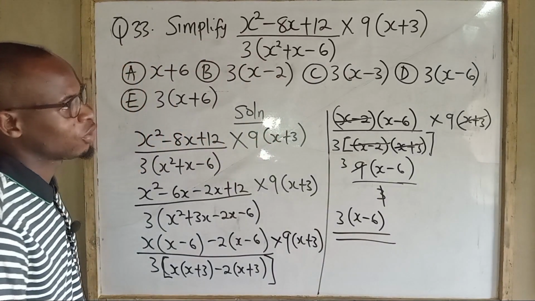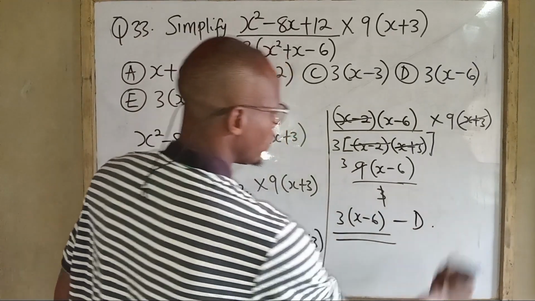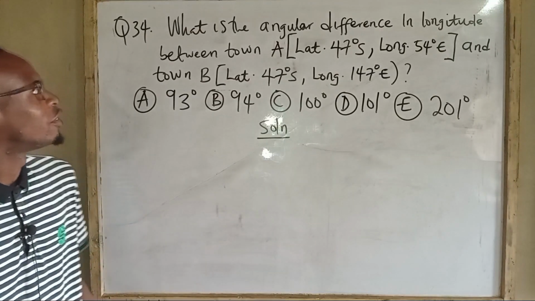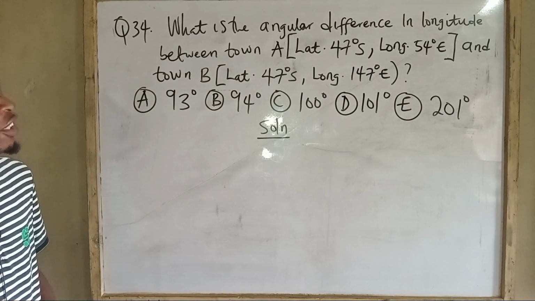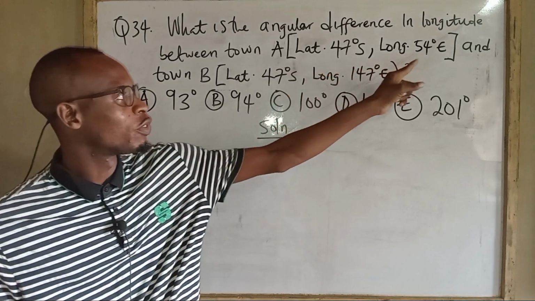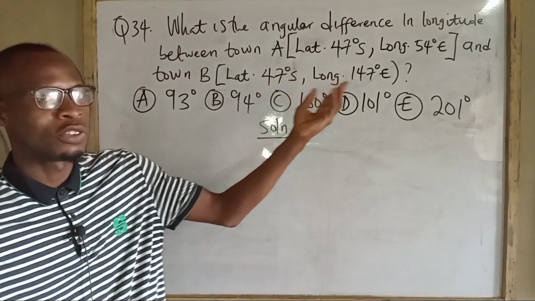So I believe that is clear. So let's check our option. That should be option D. So option D is correct. So let's move to question 34. Guys, question 34 says, what is the angular difference in longitude between town A, latitude 47 degrees south, longitude 54 degrees east, and town B, latitude 47 degrees south, longitude 147 degrees east?